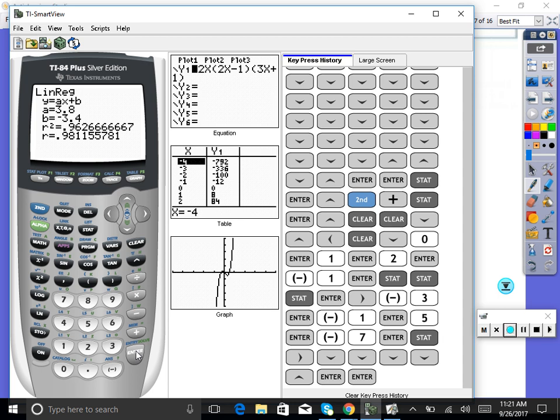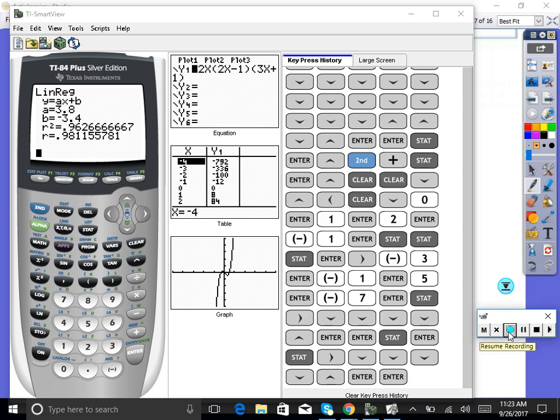It gives you a line in AX plus B format. A would be 3.8, so that would be 3.8x minus 3.4. Does everybody see? But now here's the thing. We could write out a line, but we're going to look at R squared. The R doesn't mean anything to us. We never look at R. Only look at R squared.